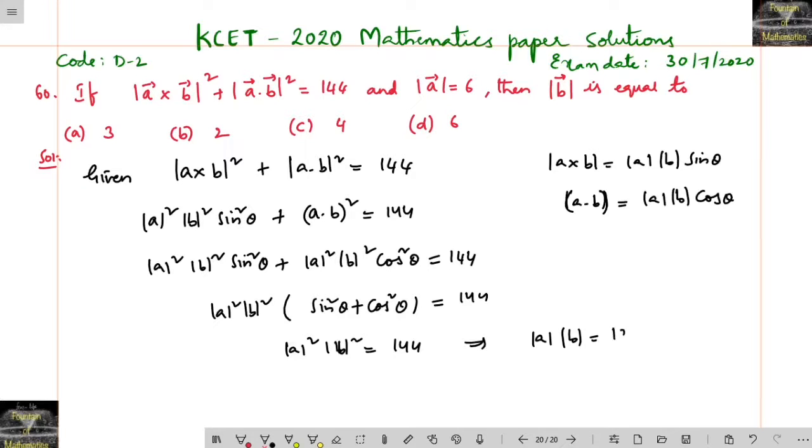This is nothing but 12, and mod a is given as 6. So mod b is equal to 12 divided by 6, which is equal to 2. Therefore we can say mod b is equal to 2. Right? And hence we solved the complete paper.